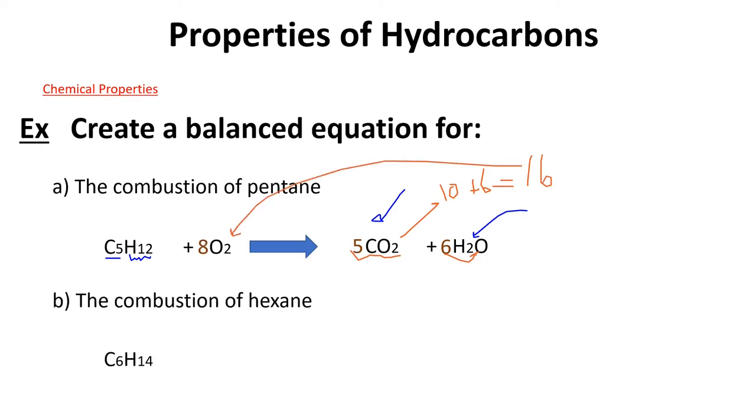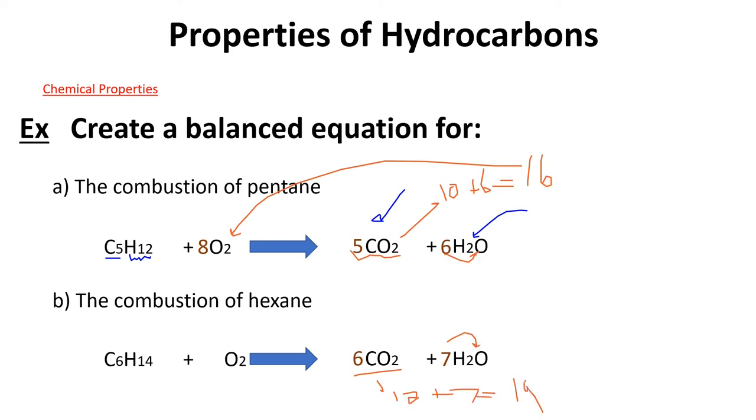Combustion of hexane kind of looks the same. All I did was add 1 carbon. The equation is the same. Balancing starts off pretty clear. And in terms of our oxygens, we should have 12 there, and now we have 7 here. Plus 7, that equals 19.